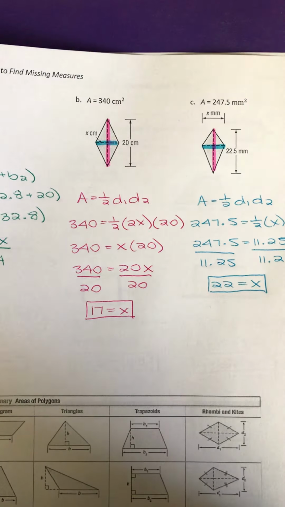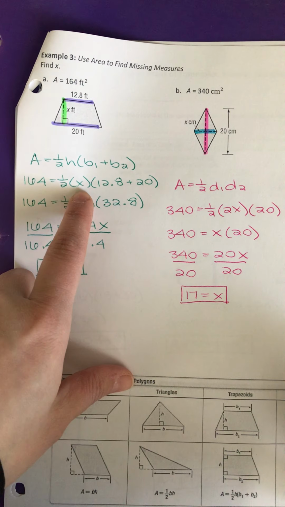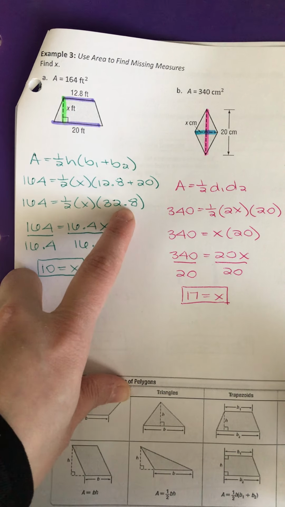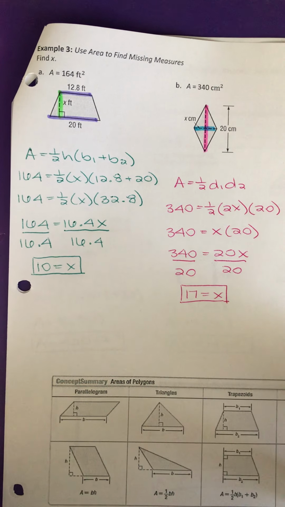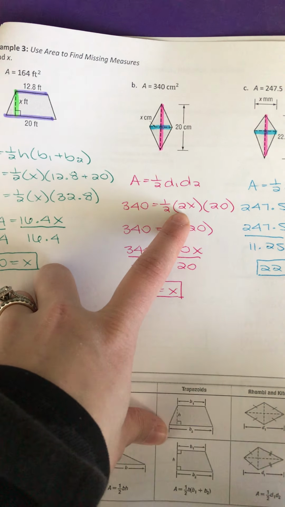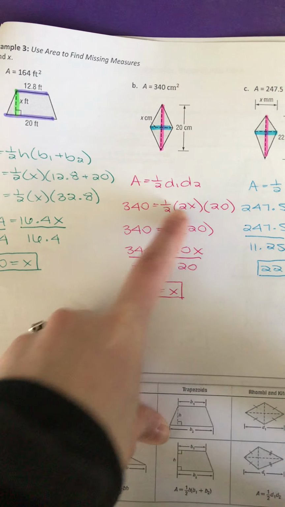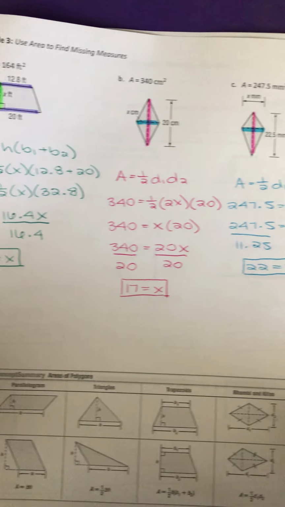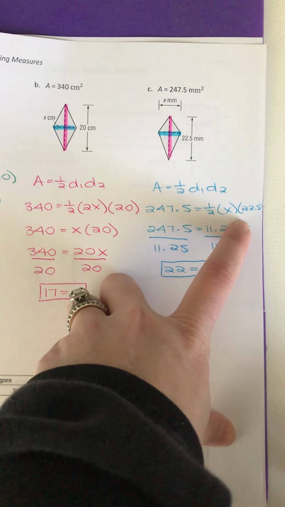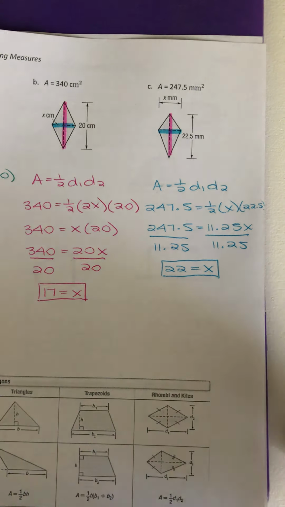And the good thing about these problems is you could check them. You could plug your x back in. 1/2 times 10 is 5. We already know my bases sum to 32.8. 5 times 32.8 is going to give me 164. The next one, 2 times 17 is 34. So half of 34 is 17. Times 20 is 340. And then over here, 1/2 of 22 is 11. 11 times 22.5 is 247.5. So you can plug it back in.